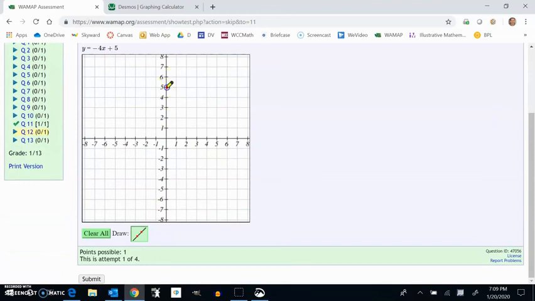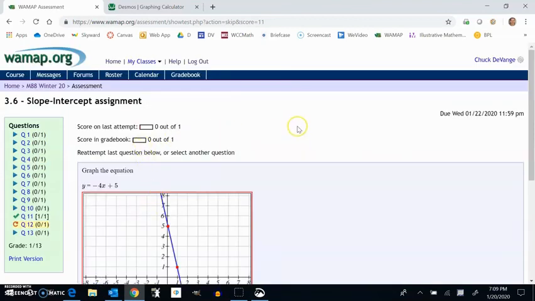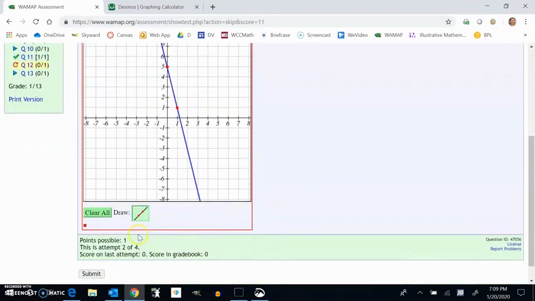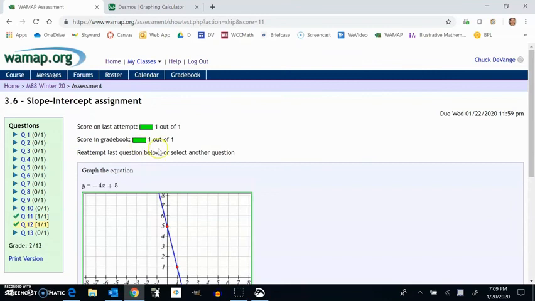Notice the slope's negative 4, so over 1, down 4, 1, 2, 3, 4. Try and graph them as good as you can. It didn't work for me, so that means my points are off a little bit. So I would come back and move my points, try and get them a little bit better, maybe resubmit it. Okay, I got it. So trust yourself on this. It's pretty touchy about the points.